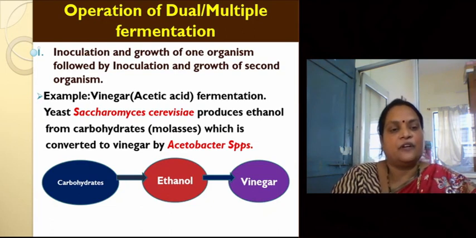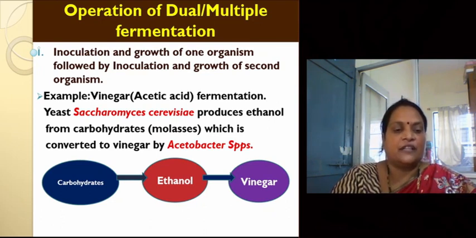The example of first way, inoculation and growth of one organism followed by inoculation and growth of second organism, is vinegar fermentation. In vinegar fermentation, carbohydrates are used as substrate. Carbohydrates are converted to ethanol, and this ethanol is further converted into vinegar.